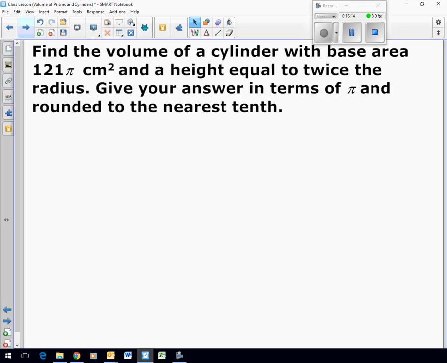Find the volume of a cylinder with a base area of 121 pi centimeters and a height equal to twice the radius. Who has a clue where to start this? Radius. Yes, ma'am. How do you do it? Let's draw a picture. Area is pi times radius squared, correct? Volume is big base times height, right?